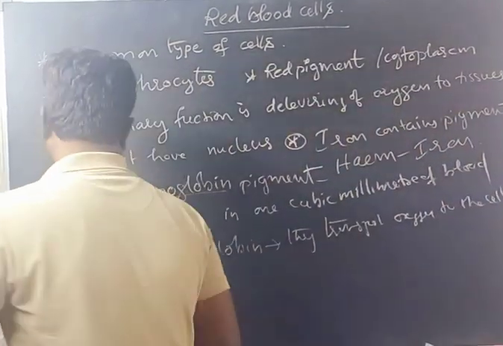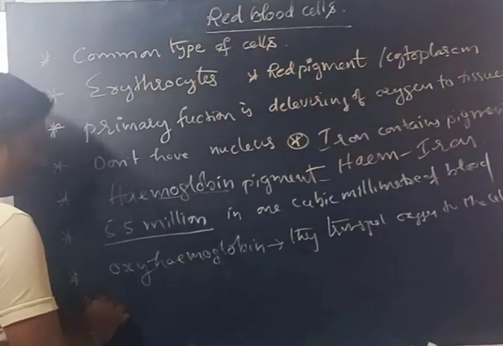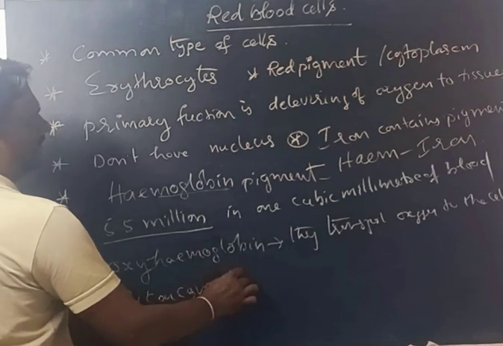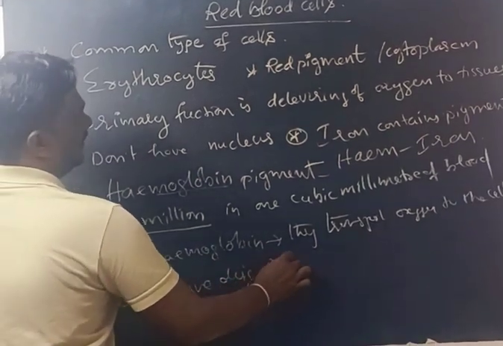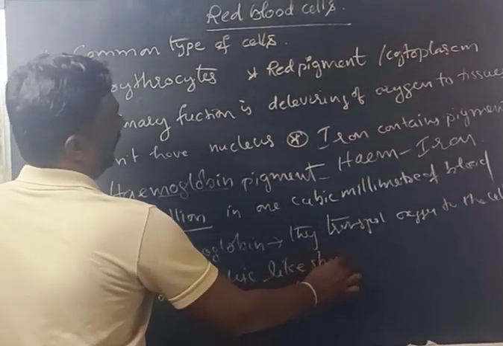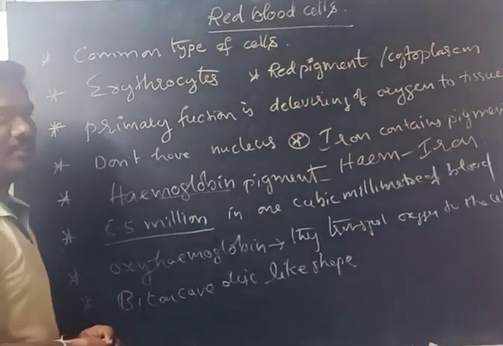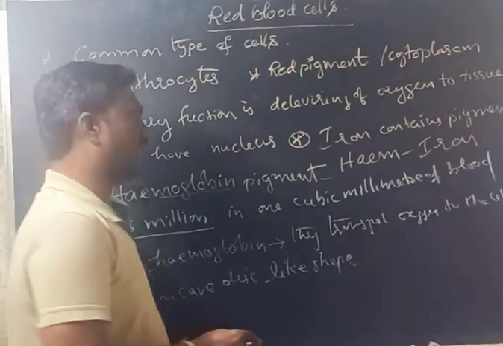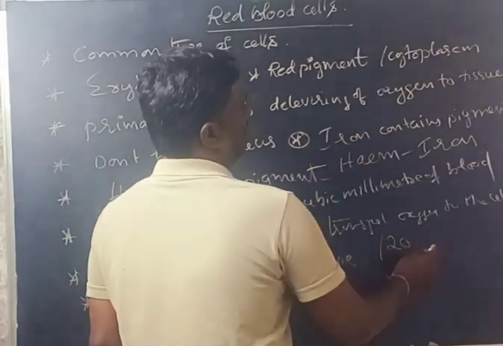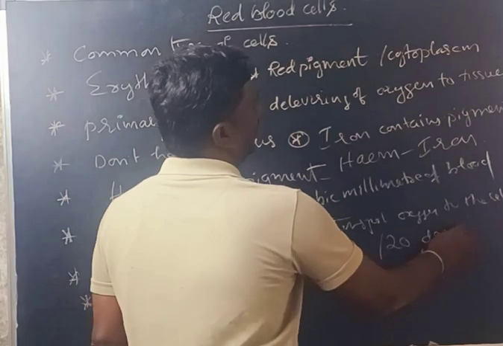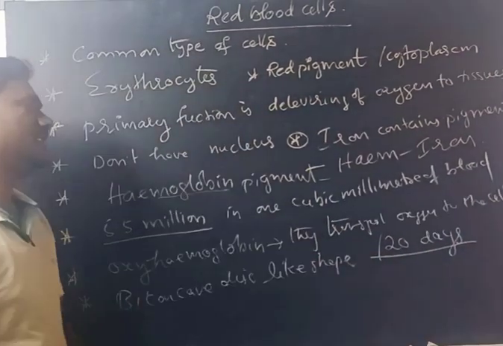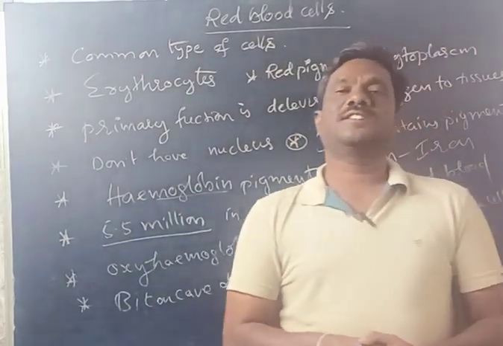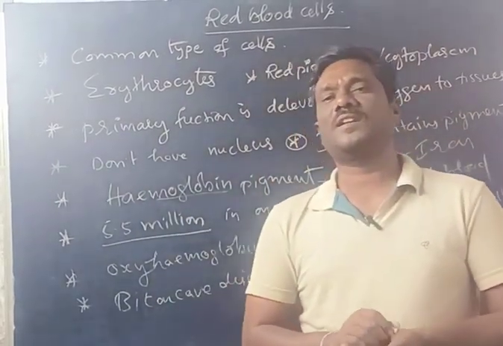They have a biconcave, disc-like shape structure. Their lifespan is nearly 120 days only. After 120 days, they are destroyed in the spleen or liver.